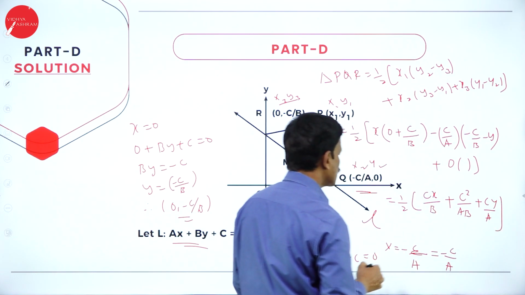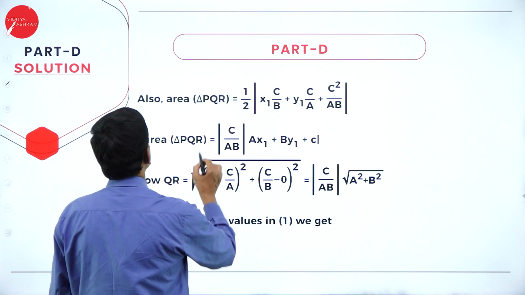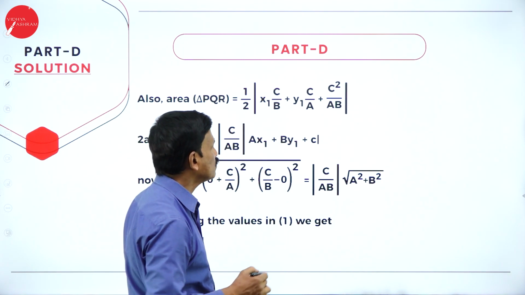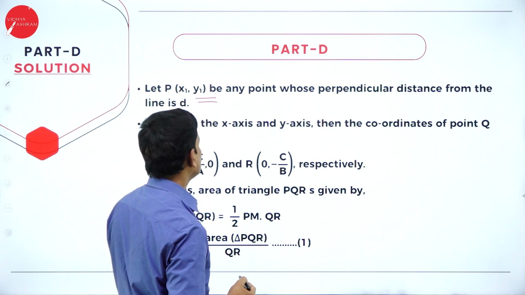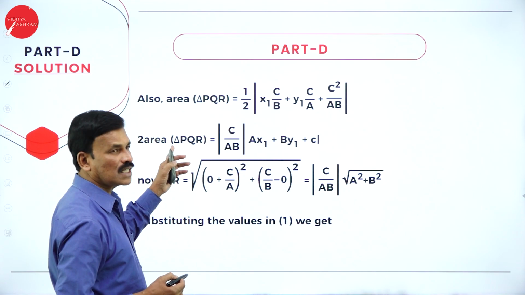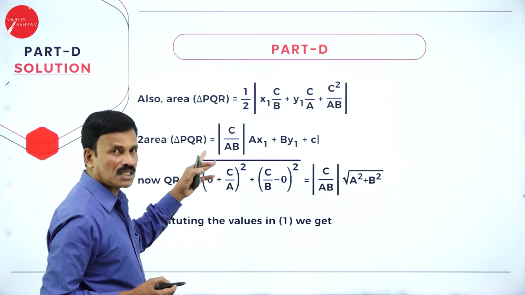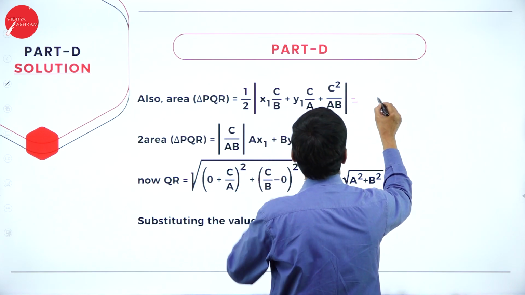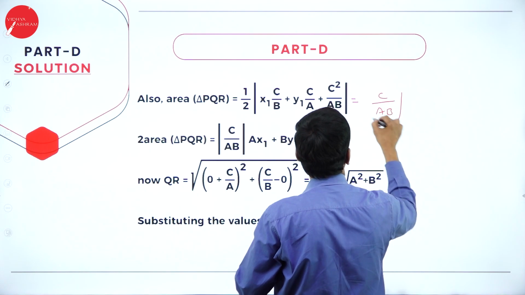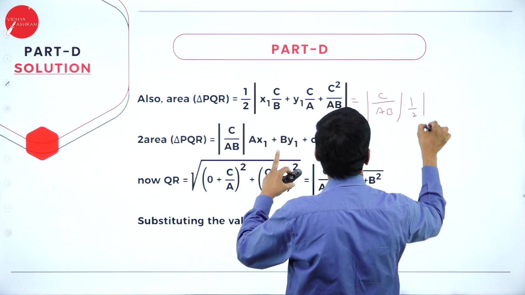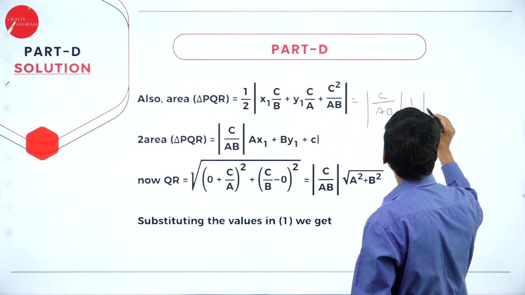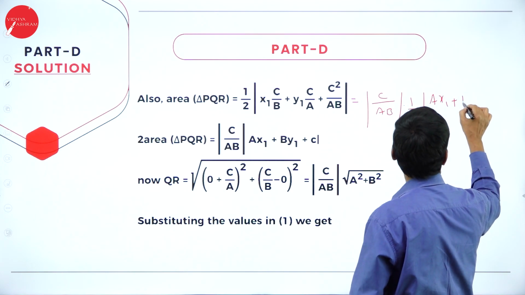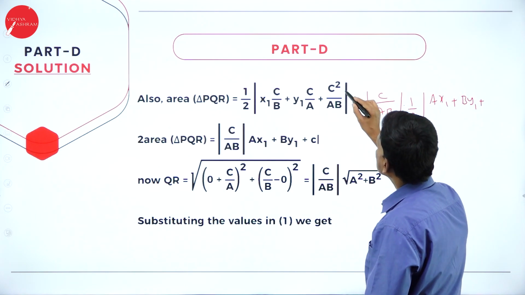So put it in order. This can be written as half into x1 into c by b plus y1 into c by a plus c square divided by ab. That is what I have written, right? Now, so therefore 2 times area of triangle is equal to that, and 2 and 2 get cancelled. This can also be written as, you can take c by ab common factor, and what is left is 1 by 2 into, so b and b get cancelled. We have a, that is nothing but ax1 plus, a and a get cancelled, we have by1 plus c square by ab.